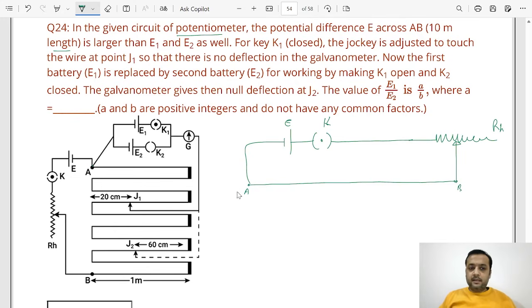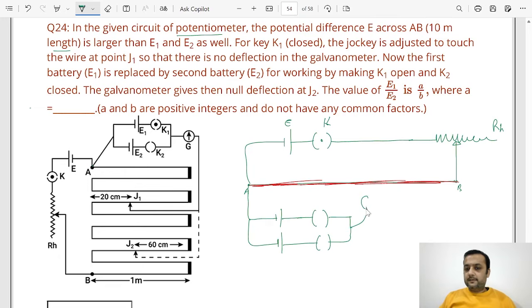Now, what is happening? A is also connected to the secondary circuit. Remember, AB is a potentiometer wire, so let me make it red colored. AB is a potentiometer wire and its length is 10 meters. Now look, this circuit I am drawing like this. So this is E1, and right now the key is closed, and this is E2.